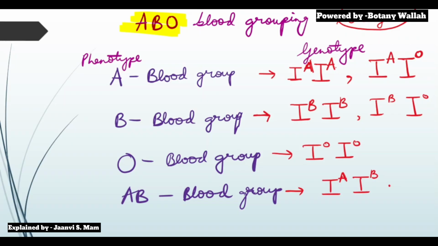So this is about the genotype and the phenotype, and this is actually an example of multiple alleles. Okay, this is an example of multiple alleles. So I have taken it. Okay, is it clear? Next, let's move towards some questions.